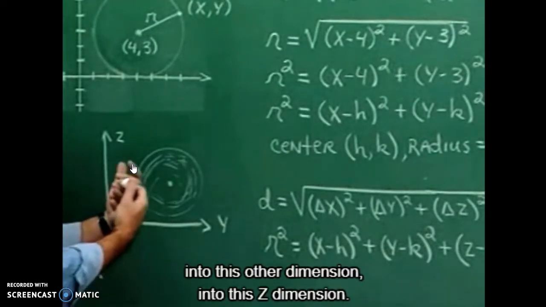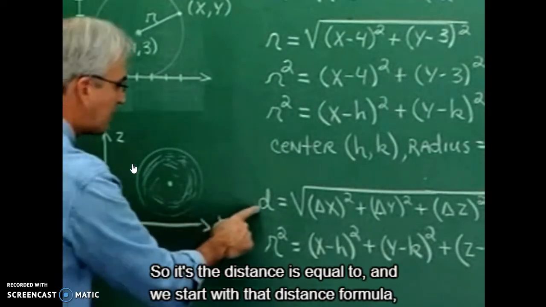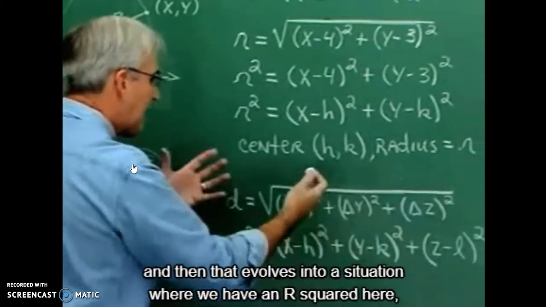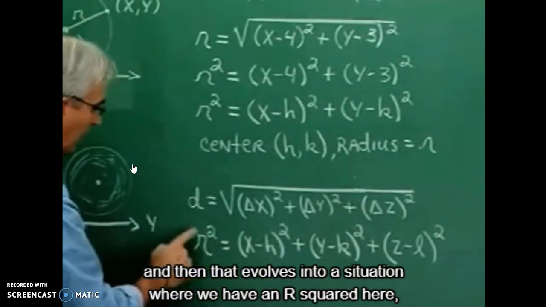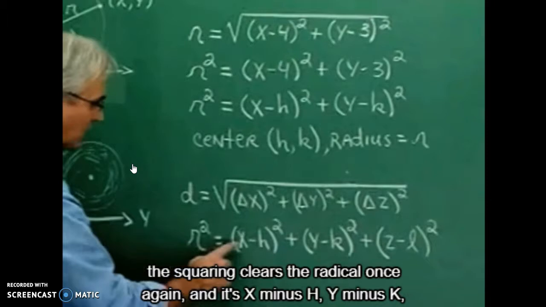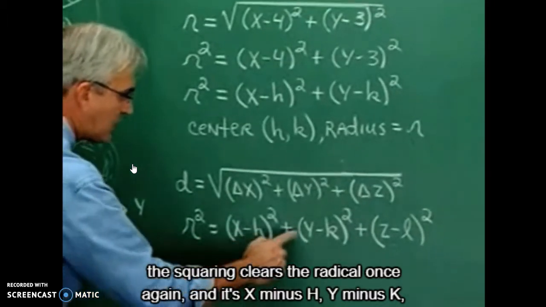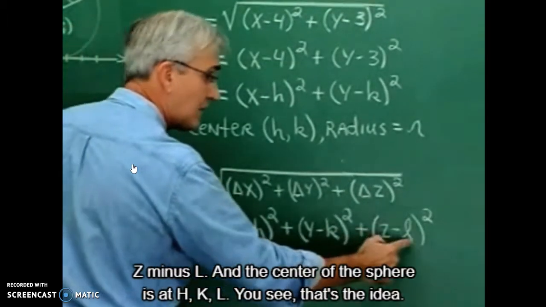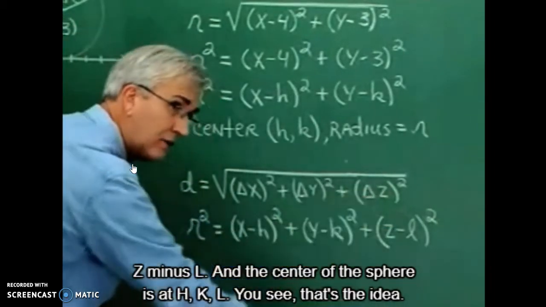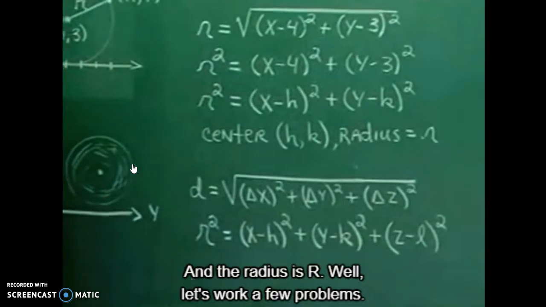into this other dimension, into this z dimension. So the distance is equal to, and we start with that distance formula, and then that evolves into a situation where we have an r squared here. The squaring clears the radical once again, and it's x minus h, y minus k, z minus l. And the center of the sphere is at h, k, l. You see, that's the idea, and the radius is r.